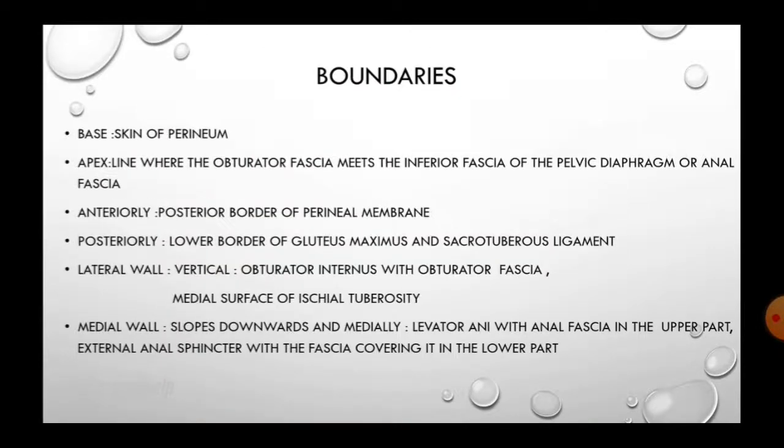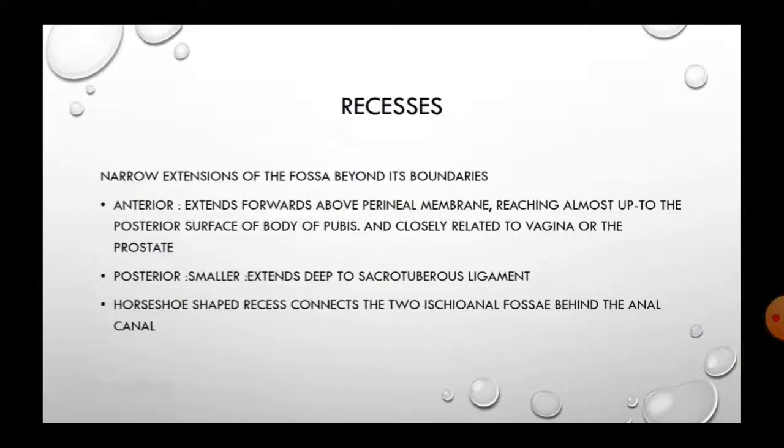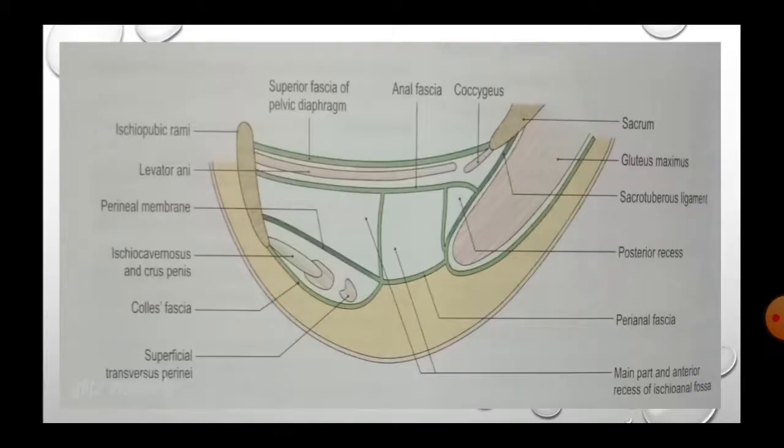That's about the boundaries. Now, the recesses. The recesses are narrow extensions of the fossa beyond its boundaries. So, we have three recesses. First one, the anterior recess. The anterior recess extends forwards above the perineal membrane, reaching almost up to the posterior surface of the body of the pubis. It is closely related to the prostate or the vagina.